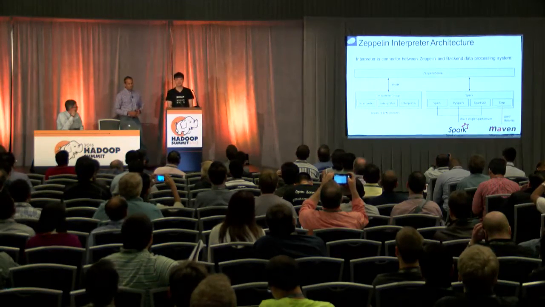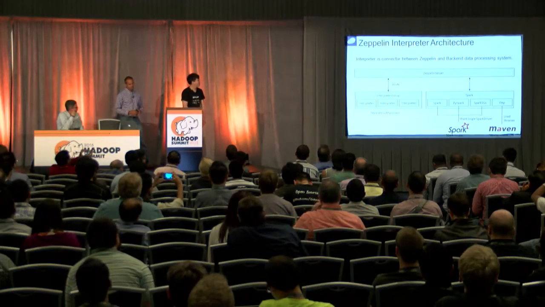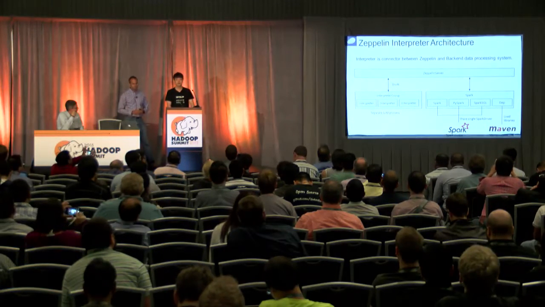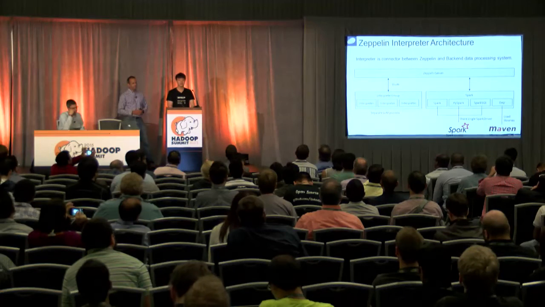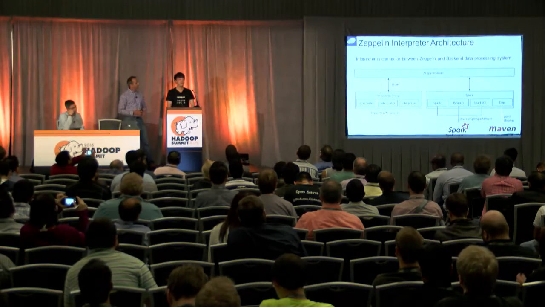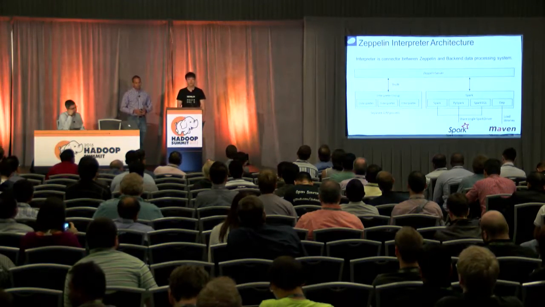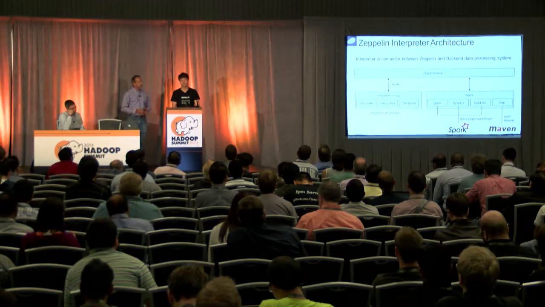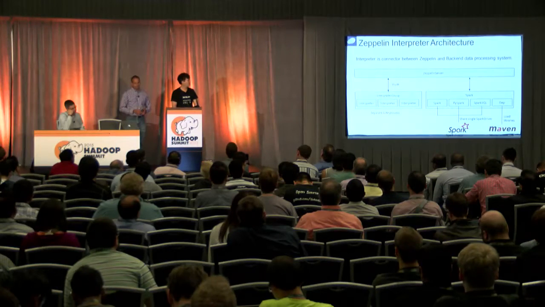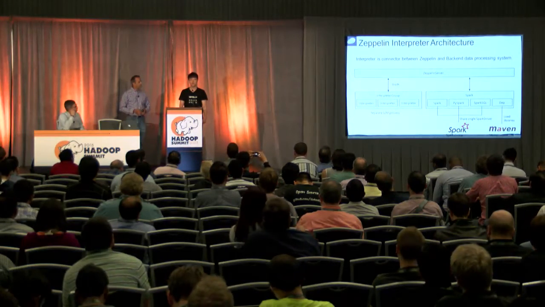Zeppelin has a pluggable backend architecture. It has something called the interpreter group, which is a kind of sandbox for the interpreter. An interpreter group runs in a separate JVM process and communicates with the Zeppelin server. Inside an interpreter group, there can be multiple interpreter implementations.